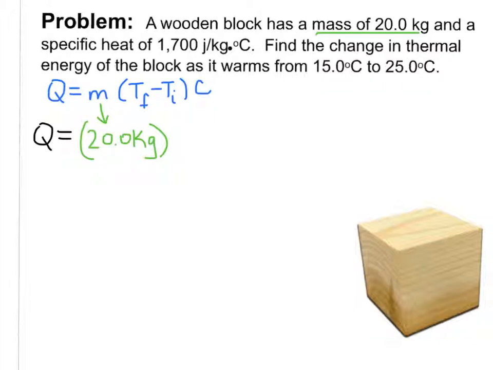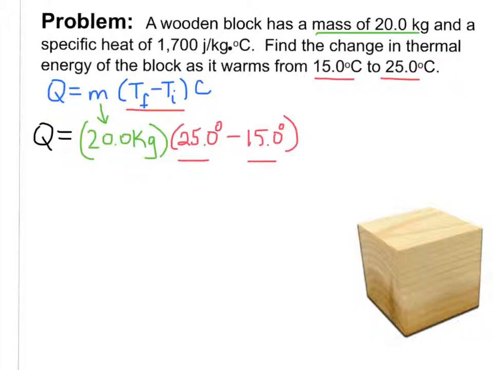We would like to know these things here, TF minus TI. Remember, final temperature minus initial temperature. So the block is warming from 15 degrees to 25 degrees. So the final temperature there is 25 degrees, and the initial temperature is 15.0 degrees. So that's final temperature minus initial temperature.